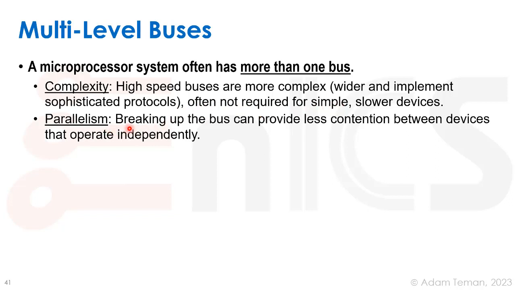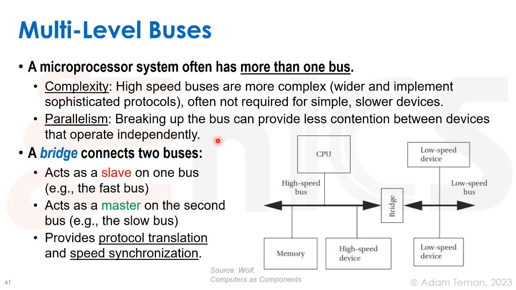The other thing is parallelism. If we break up the bus, we can provide less contention between devices that operate independently and have different transactions happening simultaneously. So a bridge is the unit, as we mentioned before, that connects two buses. So in this little diagram over here, we have a CPU that is connected to a high-speed bus. And often memory or other high-speed devices, maybe a PCI Express or something like that, would want to be on this high-speed bus using something like an AXI. So they're going to be on the high-speed bus.